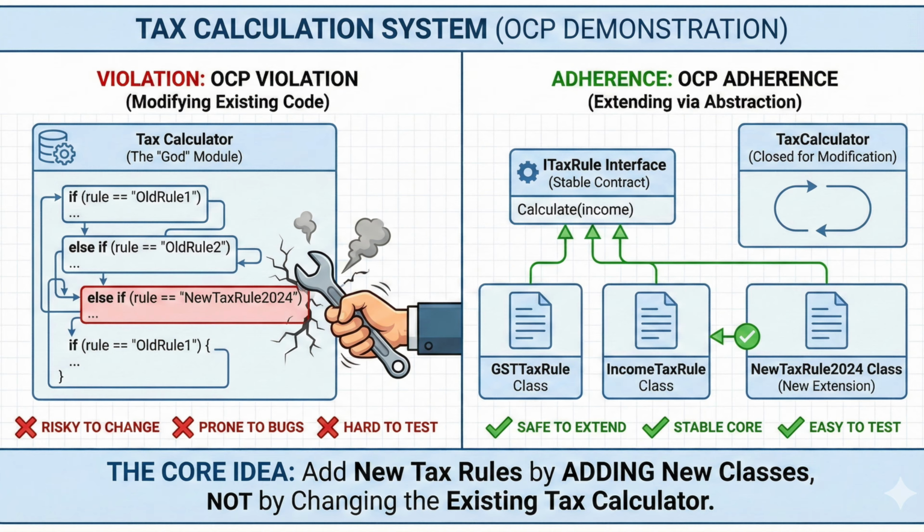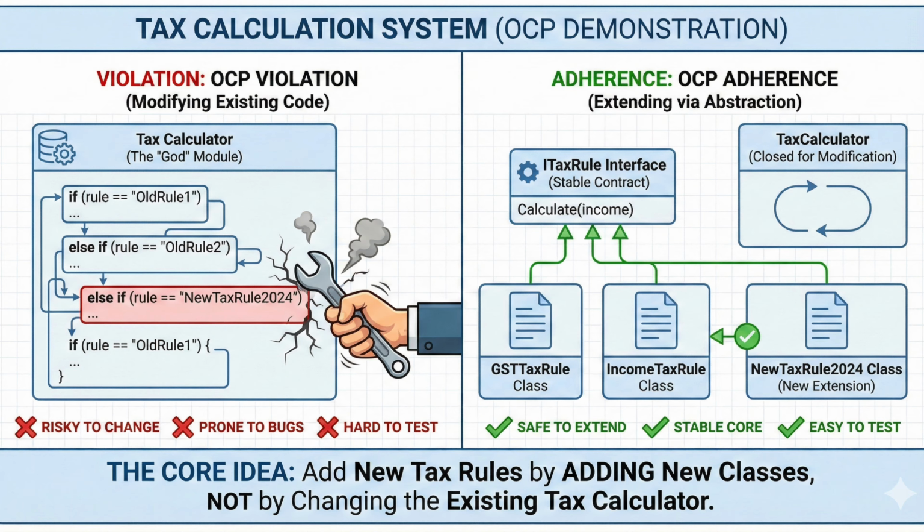In this example, we are looking at how the open-closed principle works in a real-world tax calculation system. On the left side of the image, we see the wrong approach, a tax calculator designed as a single God module. Inside this one big class, all tax rules are written using multiple if and else if conditions like old rule 1, old rule 2, and even the latest new tax rule 2024. Every time the government updates tax policy, developers must reopen this same calculator, change its logic, and add more conditions.